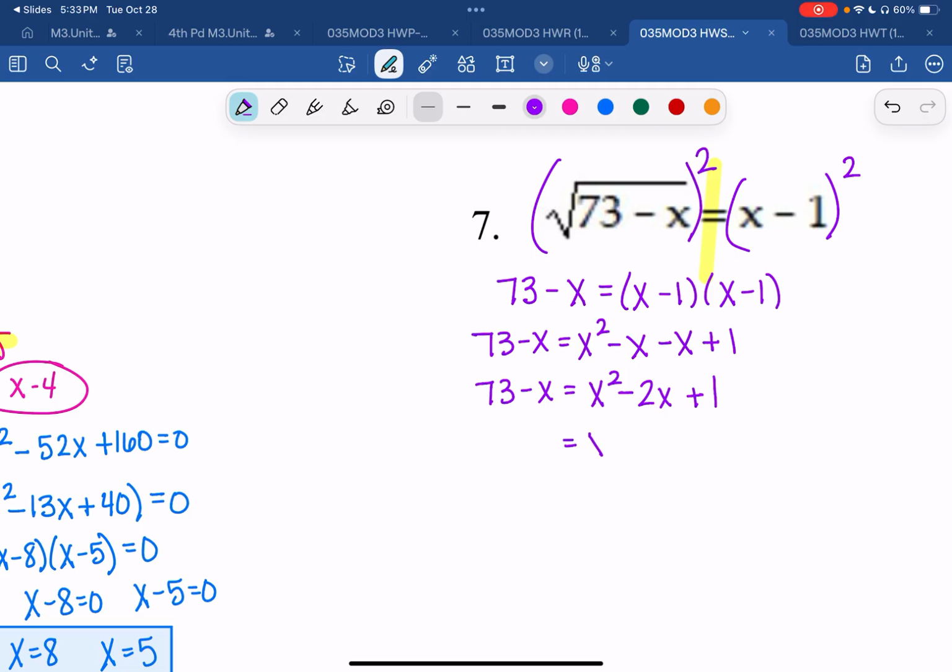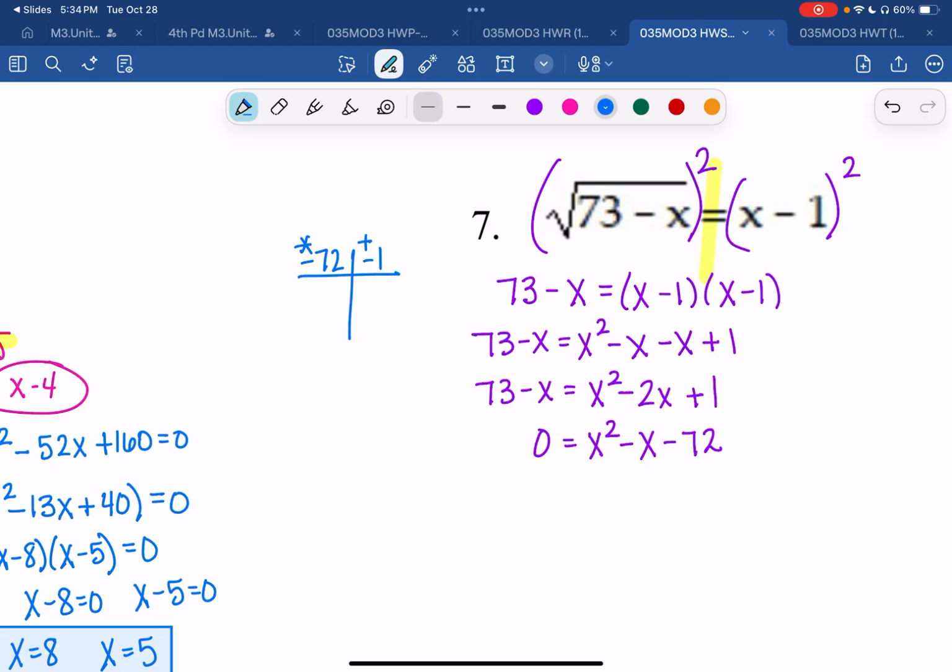I'm going to set it equal to 0. So x squared, I'm going to add that x over, so minus x. I'm going to subtract that 73, so minus 72. And now it's equal to 0. Okay? Again, we want to factor this. If you forgot how to factor, you can always go back and look at those videos again. So I need numbers that multiply to negative 72 but add to negative 1.